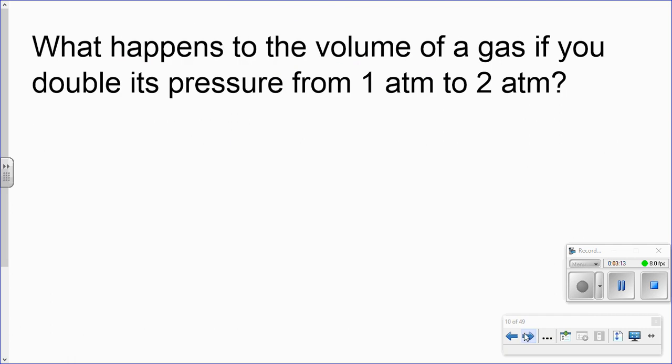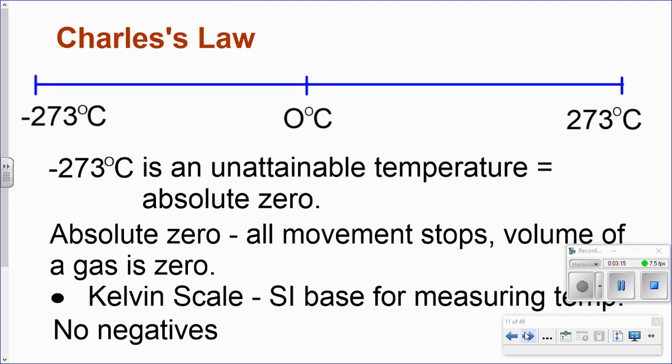Let's move on to Charles' law. Charles' law is a little bit more complex in how it came about, so let me discuss that very quickly. Two things came about from his experiment: absolute zero was a concept that came about, and the Kelvin scale is also something that we'll talk about here too.